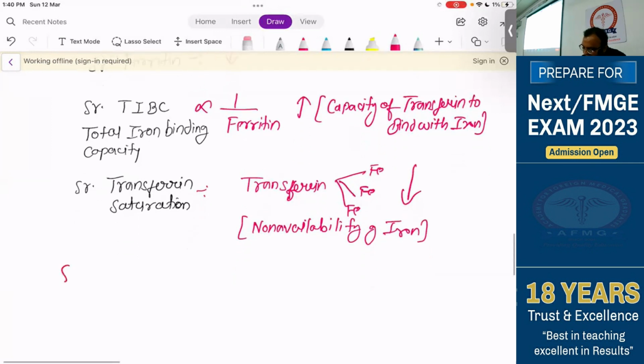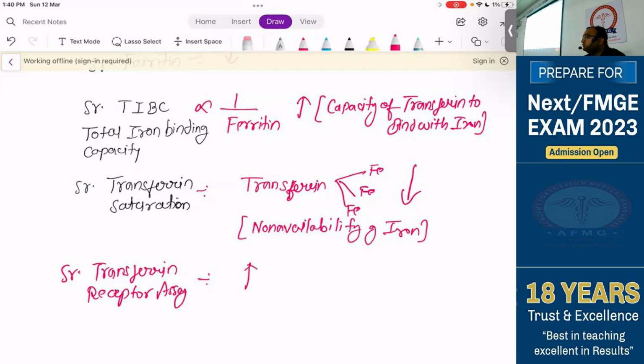एक और टेस्ट नया आता है, सीरम ट्रांसफेरिन रिसेप्टर. This is also one of the very good tests nowadays. Serum transferrin receptor: is it increased, decreased, or normal? Increased. It is increased. Why? Because transferrin used to increase its capacity.